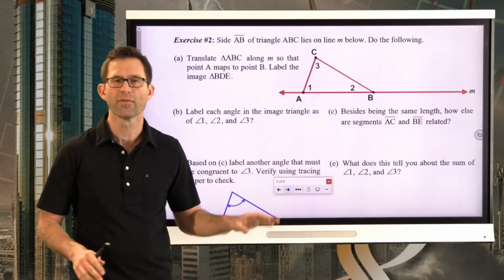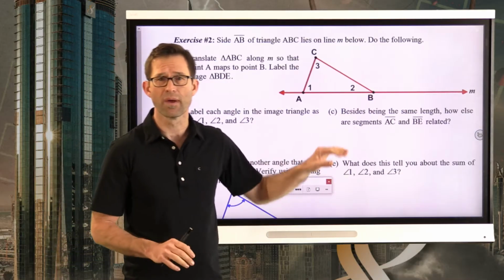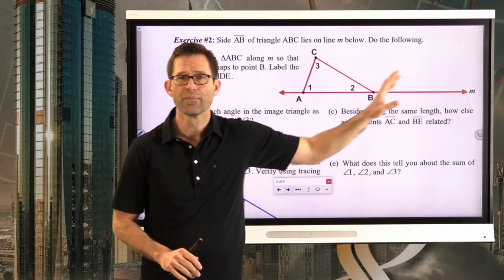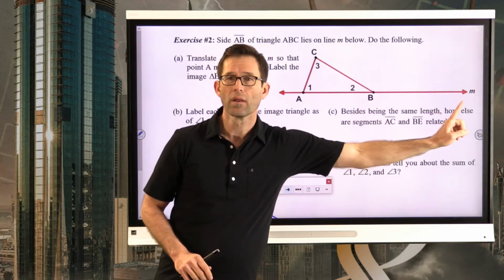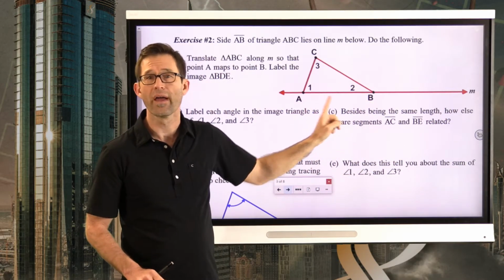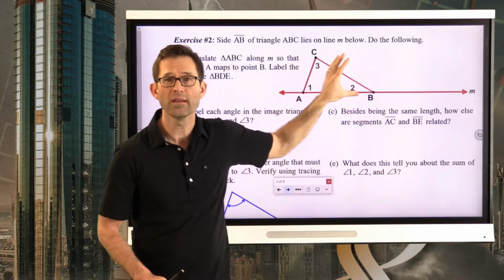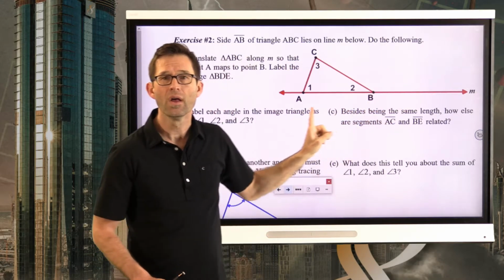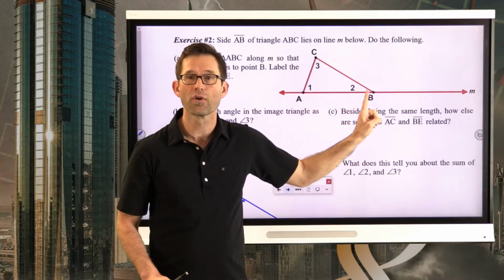All right, this is simple enough. All I want you to do is take tracing paper, put it over this diagram, make sure to draw out line M, make sure to then copy triangle ABC and then just translate this triangle along so that point A shifts over to point B.